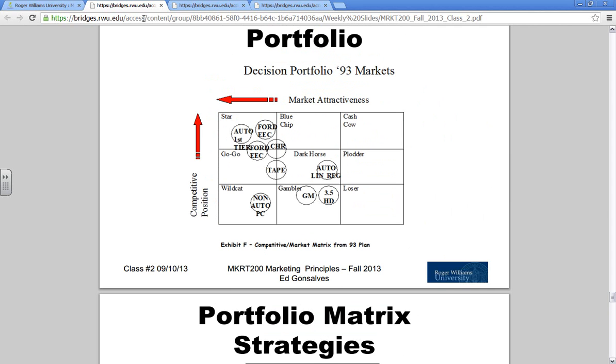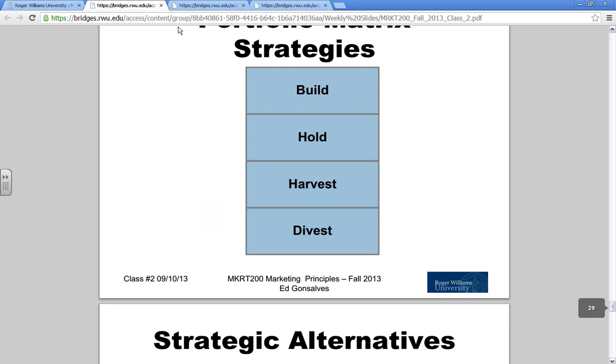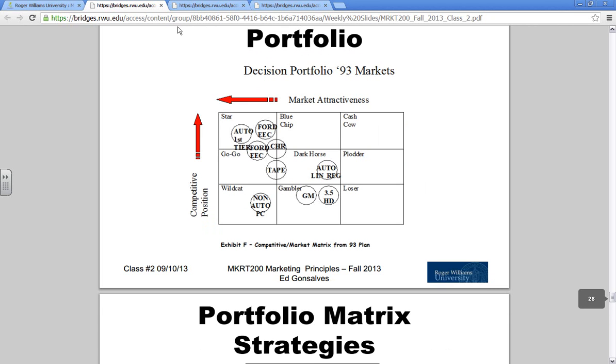Cash cows, it's like a crop. You put money in, it grows all summer long, and you harvest it, right? So it's kind of like milking and harvesting, kind of agricultural references, if you will. Divest, you get rid of a dog or a loser. You just get rid of them.